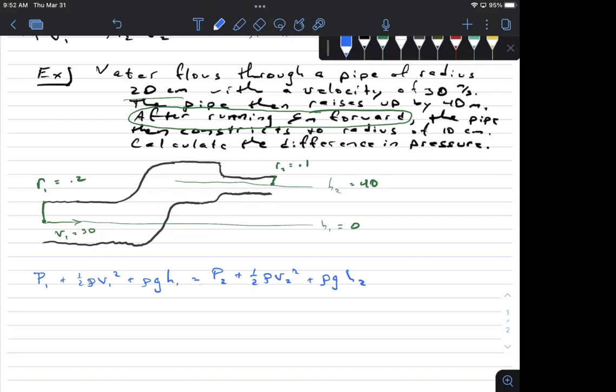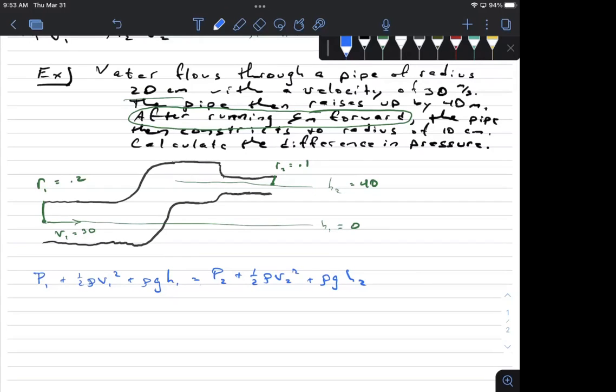The next step I usually do is figure out from the information given whether there are any terms here that I don't need to worry about, that I can cancel out. The way I determine that is I ask, does the pipe change size? If the pipe does not change size, then the velocity won't change, and I can cancel out the terms that have velocity in them. In this case, however, the pipe does constrict, so I have to keep those terms.